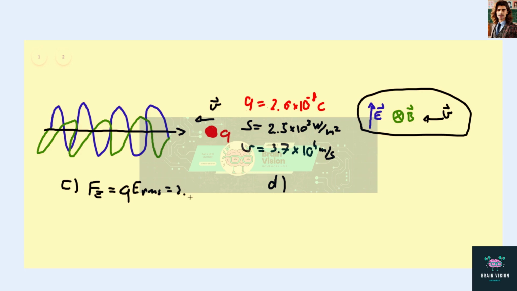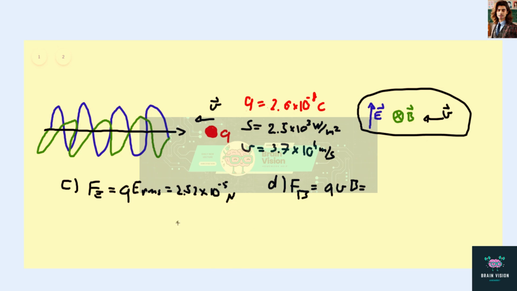So it's 2.52 times 10 to the minus 5 newtons. But now the magnetic force is going to be different because the particle has velocity. Since the particle is moving perpendicular to the magnetic field, in the cross product we can actually drop the sine factor. So we're just going to have Q times V times B. But we don't know B as of yet, so we need to find what B is.